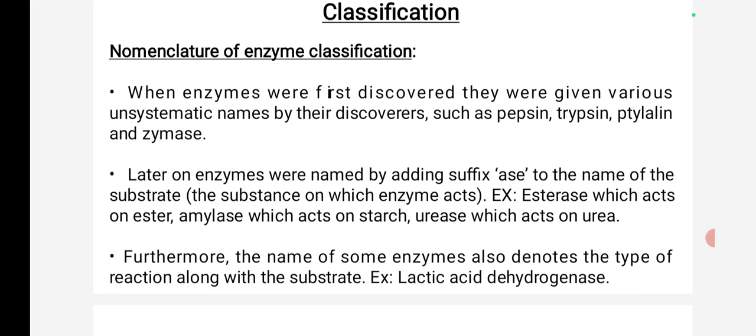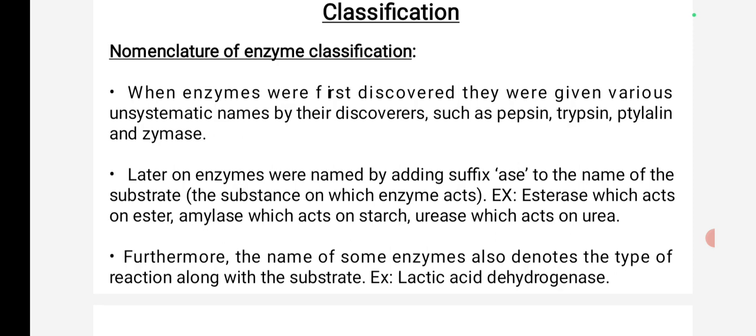Nomenclature of enzymes. When enzymes were first discovered, they were given various unsystematic names by their discoverers, such as pepsin, trypsin, ptyalin, and also zymase. Later on, enzymes were named by adding the suffix -ase to the name of the substrate. For example, esterase which acts on ester, amylase which acts on starch, urease which acts on urea.